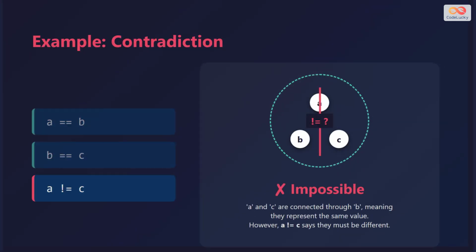Now look at this impossible scenario. We state that A equals B and B equals C. This logically links A and C together. But then, we have a third rule. A does not equal C. This directly contradicts the chain of connections we just established. You cannot have two variables be both equal and not equal simultaneously.